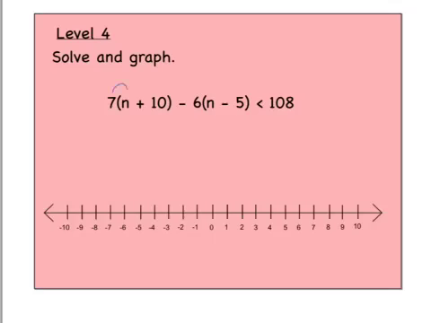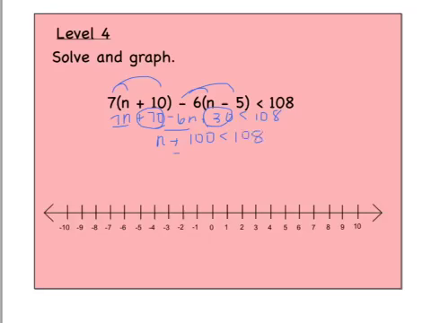Next one, we've got to distribute. We've got 7n plus 70 minus 6n plus 30 is less than 108. Combine our like terms, we get 1n plus 100 is less than 108. Subtract 100 from both sides. We get n is less than 8. Open circle at 8 and shade to the left.